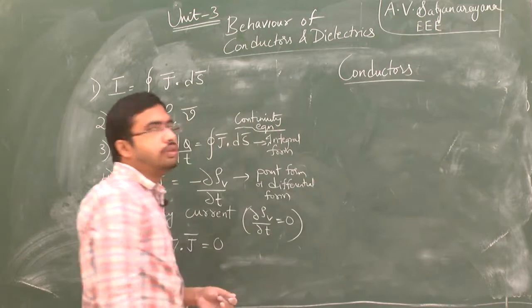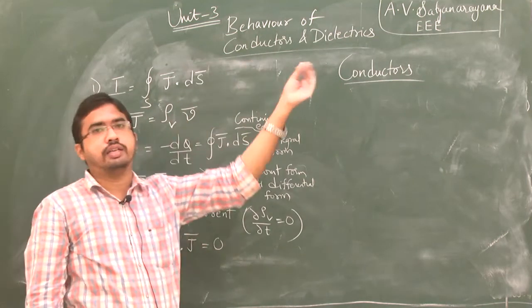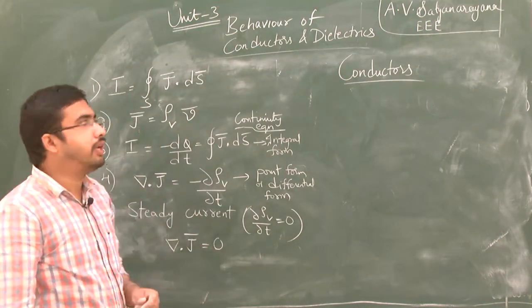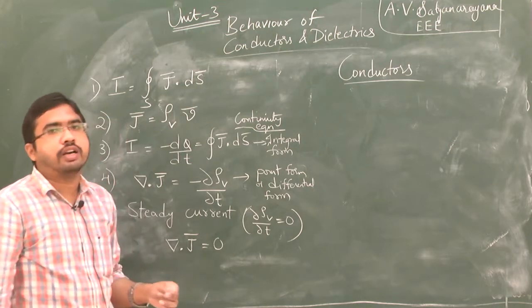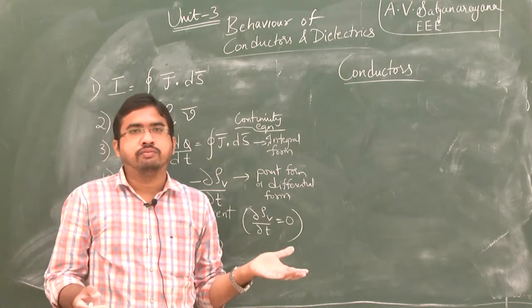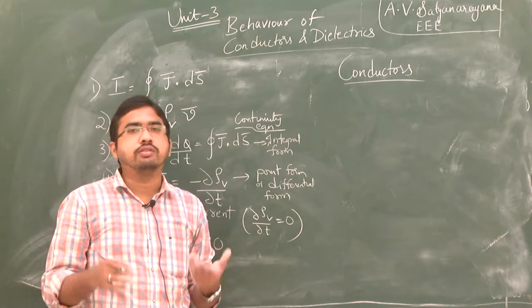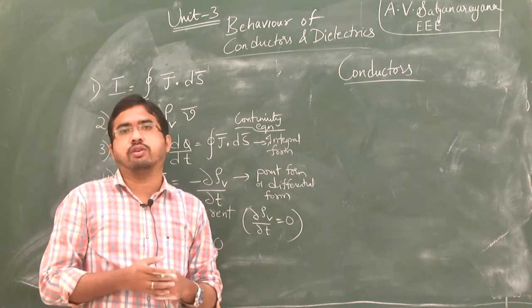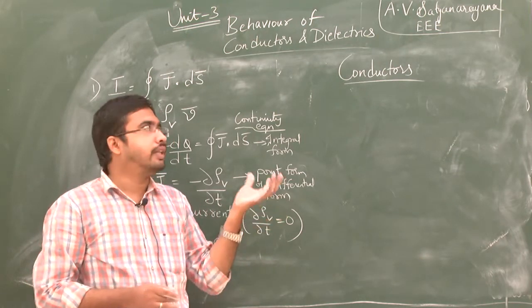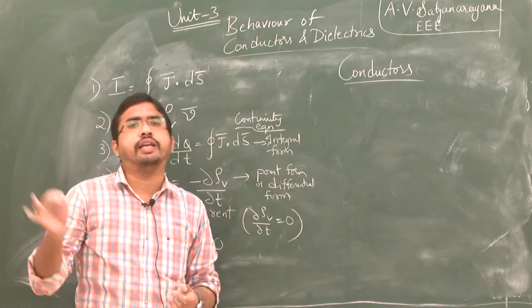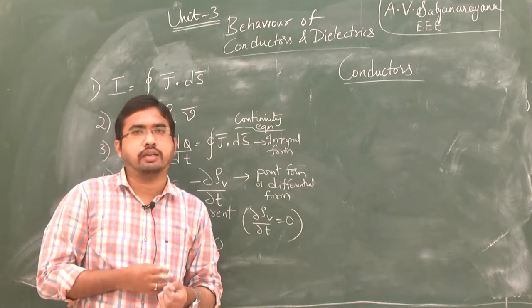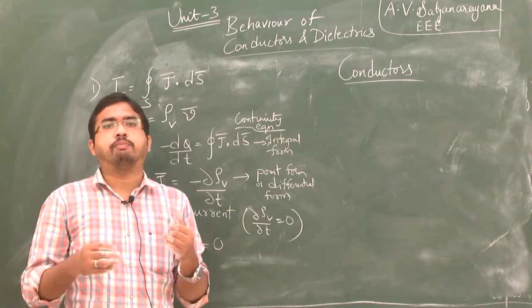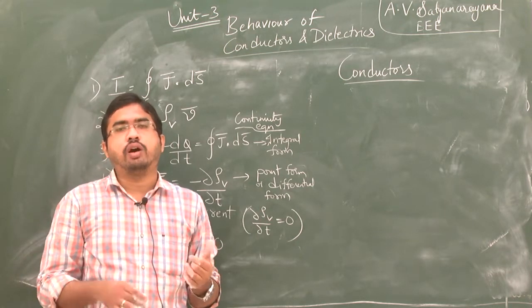So actually this unit is behavior of conductors and dielectrics only. Behavior of conductors means, see what is meant by a conductor basically, that material which allows the free flow of electrons is called a conductor. That means there will be a number of free electrons available in your conductor. Whenever you are applying some voltage, then what will happen?